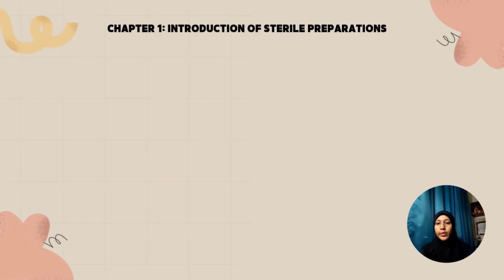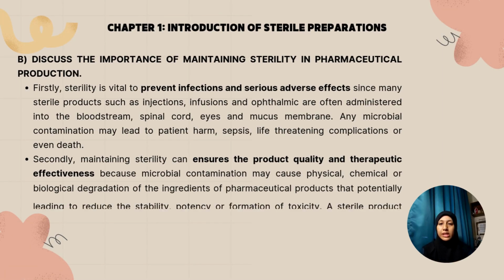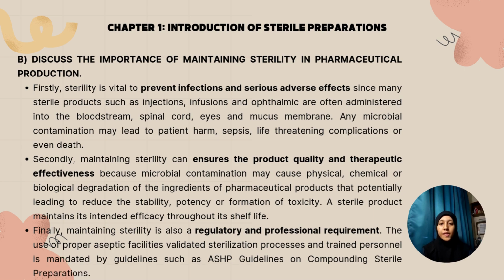In this part, I will discuss the importance of maintaining sterility in pharmaceutical production. Firstly, sterility is vital to prevent infection and serious adverse effects, since many sterile products such as injection, infusion, and ophthalmic are often administered into the bloodstream, spinal cord, eyes, and mucous membrane. Any microbial contamination may lead to patient harm, sepsis, life-threatening complication, or even death.